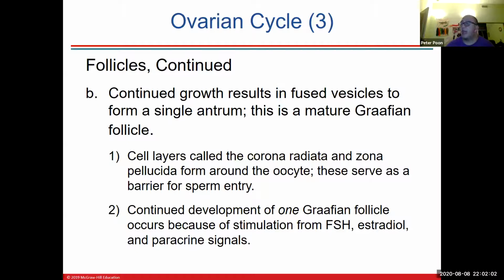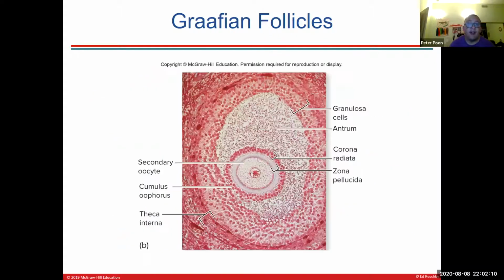The vesicles fuse together to form a single antrum, and that is a graafian follicle. Okay, graafian follicles look like this. So all those chambers have fused into one big antrum, and now, I'm gonna draw. This outside layer of cells is called the corona radiata, radiating sun. And usually when the thing bursts open, the shell doesn't look quite as smooth as this, which is why it looks like a radiating sun.